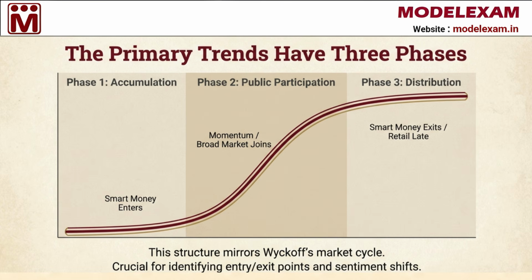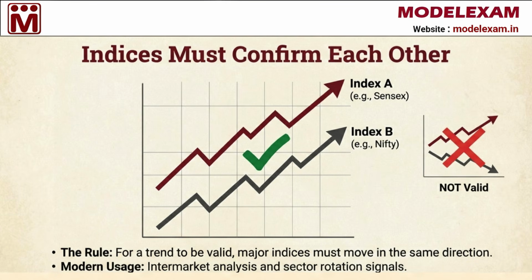Finally, we reach the distribution phase. Here, the smart money exits to take their profits, while retail investors often arrive too late, buying just before the trend ends. The fourth principle is very specific. It says that indices must confirm each other. In the Indian context, imagine you are looking at the Sensex and the Nifty. For a market trend to be considered valid, both of these major indices must be moving in the same direction.